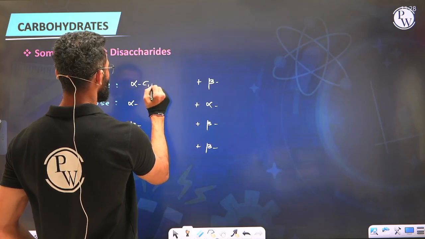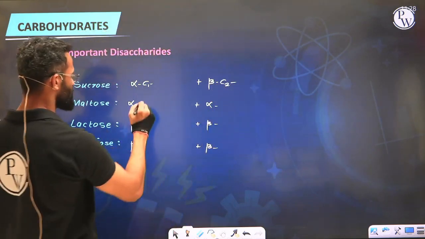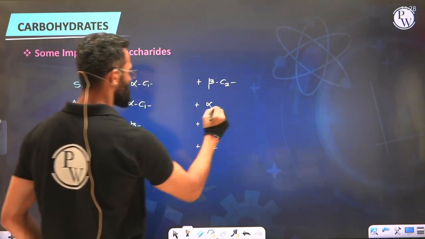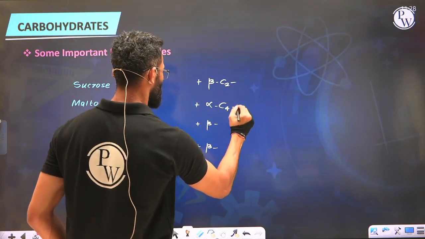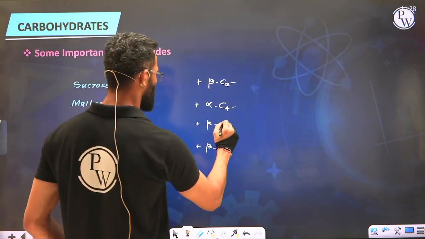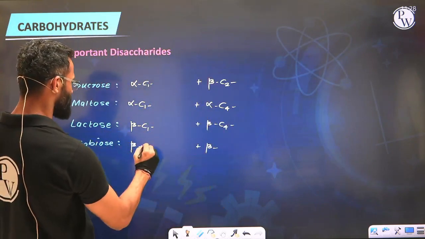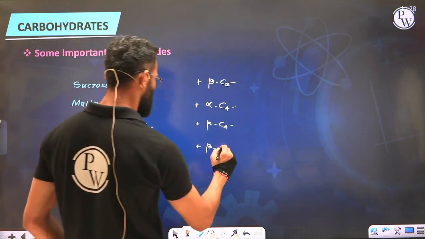Yes. Now, C1, C2. And for the rest all, C1, C4. C1, C4. These numbers indicate the carbon atoms responsible for the glycosidic linkage formation. So C1, C2, C1, C4, C1, C4, and C1, C4 again.